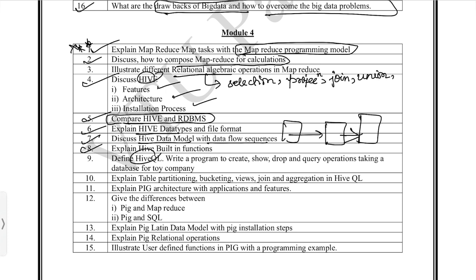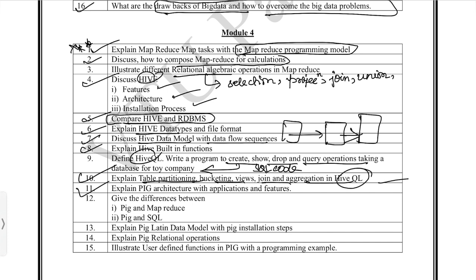Next is define HiveQL and write code to create, show, drop, and query operations for a toy company. It's nothing but SQL code only, you have to write. Where you're creating a database, you try to show certain entities there, then you try to drop it, then you try to query some operation, then you drop the table. Next is explain table partitioning, bucketing, views and aggregation with HiveQL, already explained.